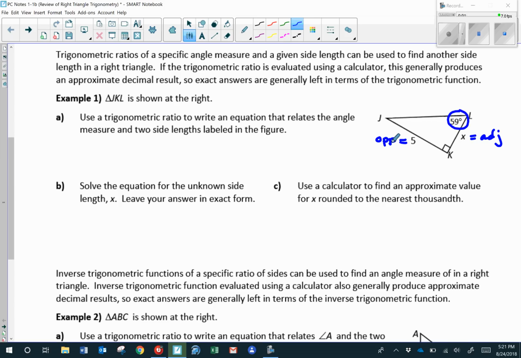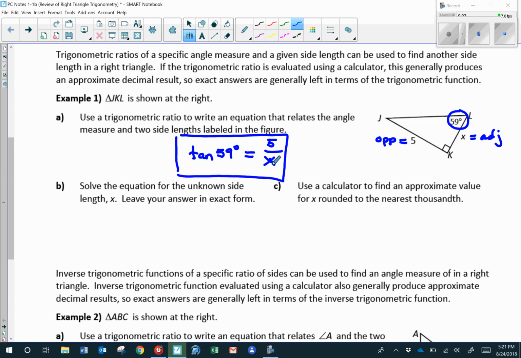59-degree angle. Since we have both adjacent and opposite, it would be in our best interest to use a tangent ratio. Tangent, which is always followed by an angle measure, so tangent of 59 degrees equals the opposite over adjacent, which is 5 over x. That is the equation that relates those three things in the triangle.